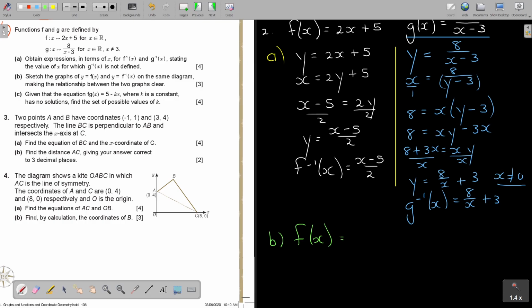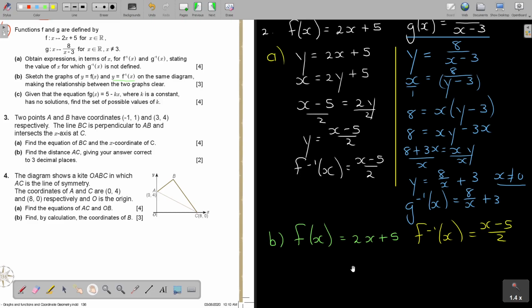Okay, let's just write it down. That's 2x plus 5. And the inverse, what is the inverse? I want to make it another color, so make it yellow. The inverse is (x minus 5) over 2, on the same diagram, making the relationship between the graphs clear.